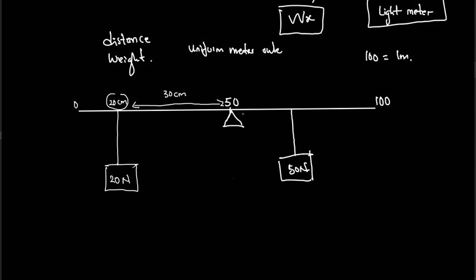50 Newton, and we are to determine the distance which we place it from the fulcrum. So from our principle of moments, anti-clockwise moment is equal to clockwise moment. So our anti-clockwise moment is what? This is our anti-clockwise moment: 20 times 30 has to equal 50 times x.